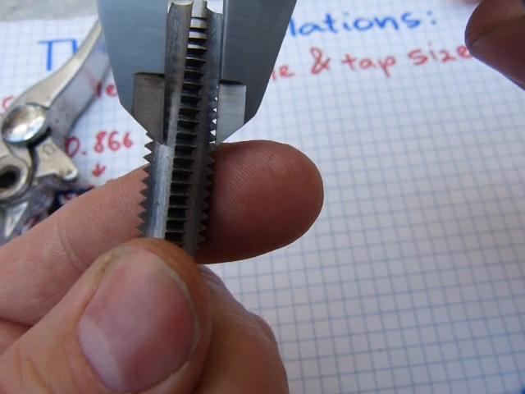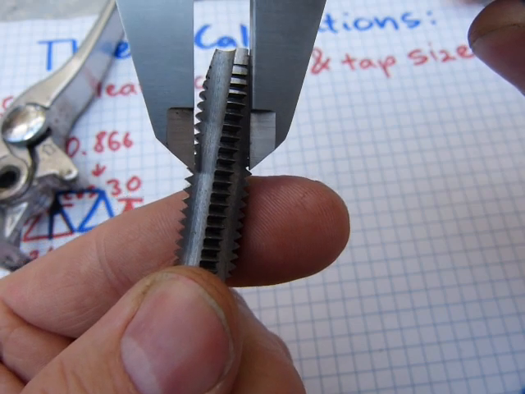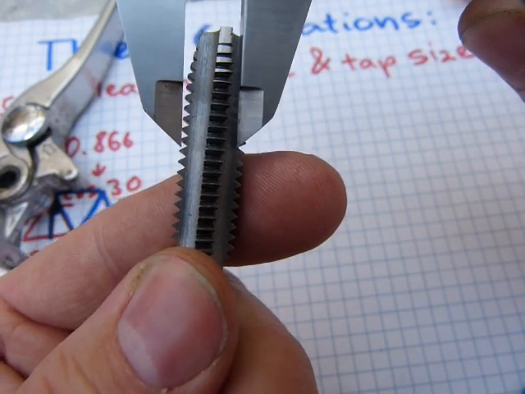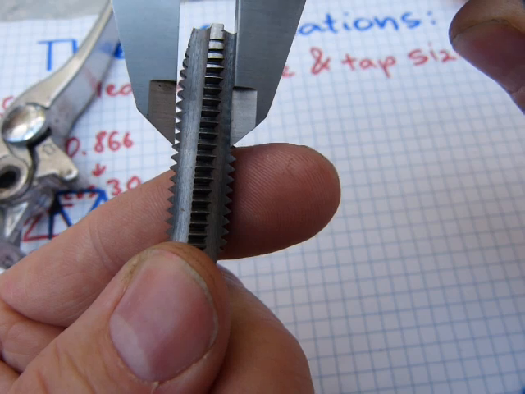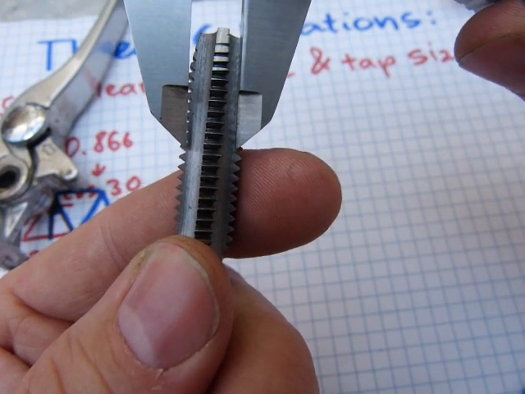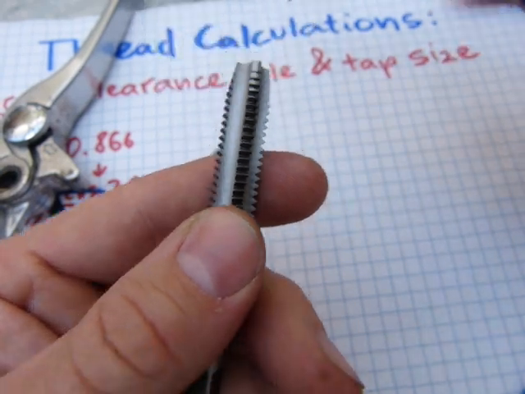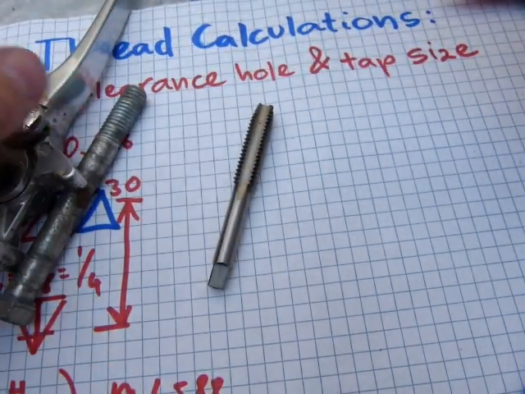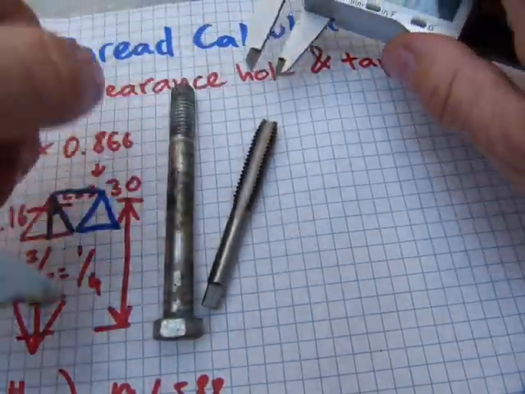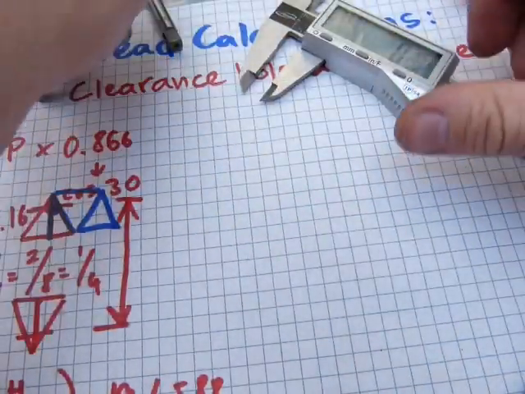My caliper is just making it bigger. Okay, the distance between the caliper jaws now is just approximating the size of the hole that you need to drill for these threads to be cut into a hole so you can thread this one in. I hope that makes sense.